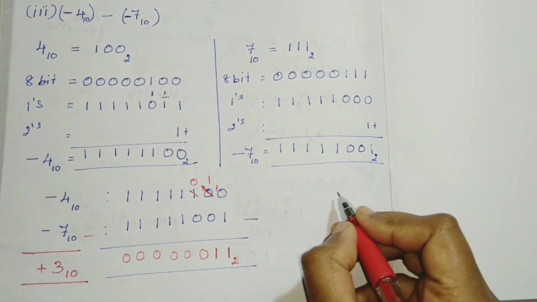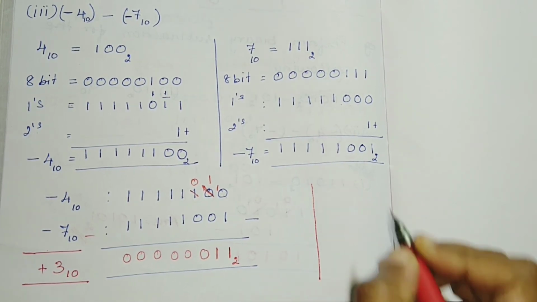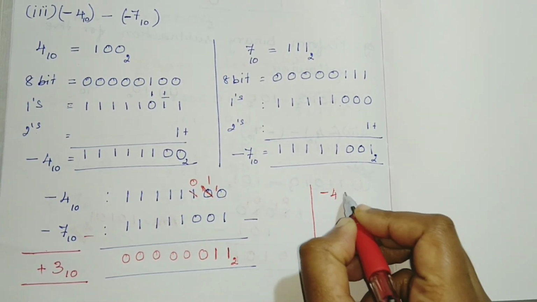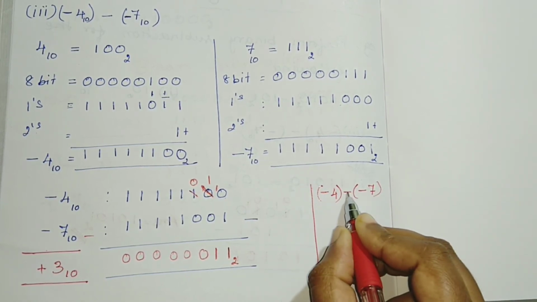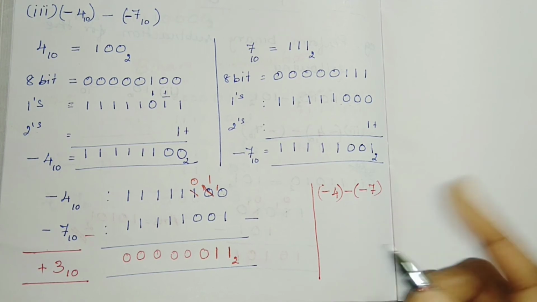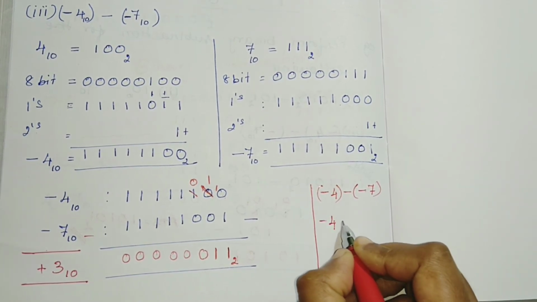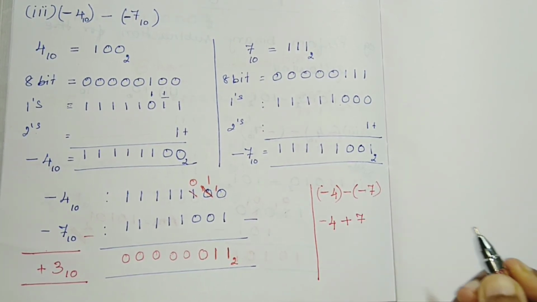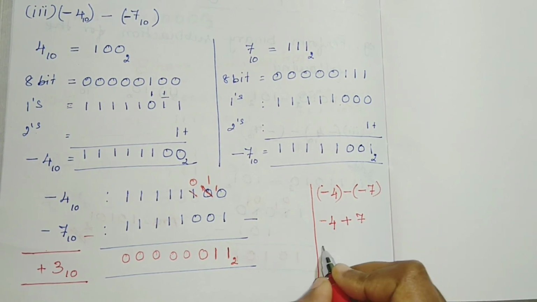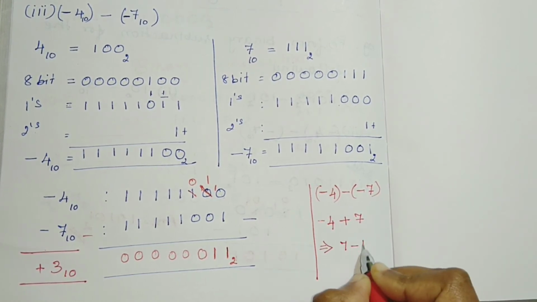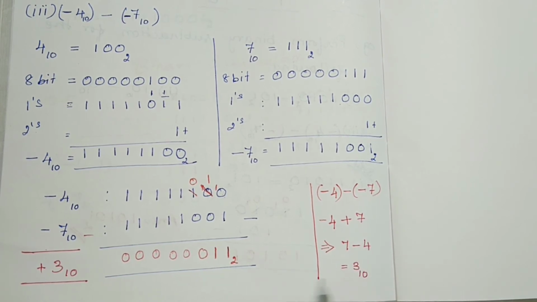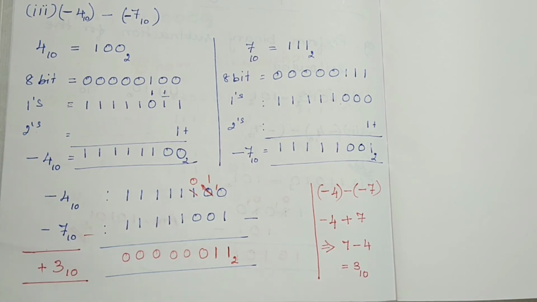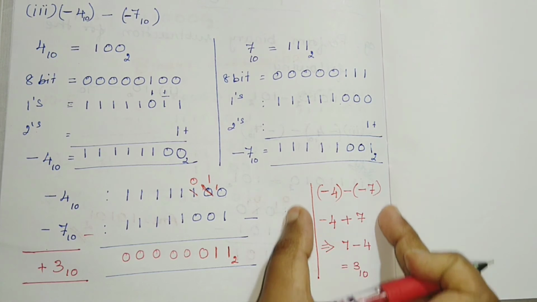So let's see how to do subtraction for two negative numbers. Minus 4 minus 7. So when you get this type of question, you can simply remove the bracket and you can simplify this. Minus 4 plus 7. Minus of minus will turn to plus. So rearrange this. 7 minus 4, it is equal to 3. And do only the binary calculation. If you're confused with the decimal calculation, simply ignore the decimal numbers and write only the binary values.